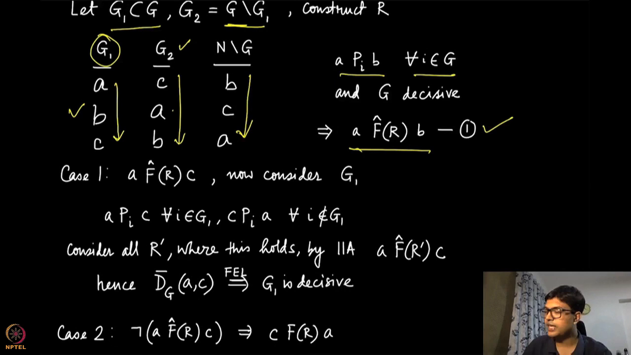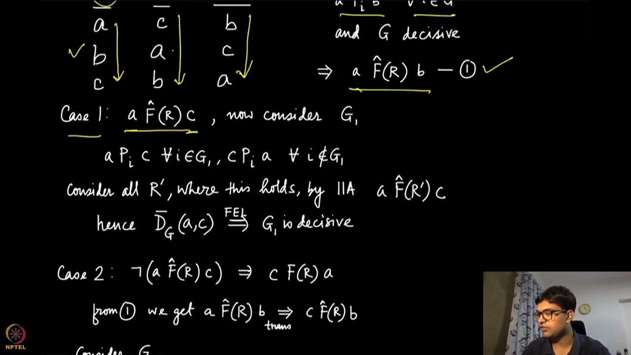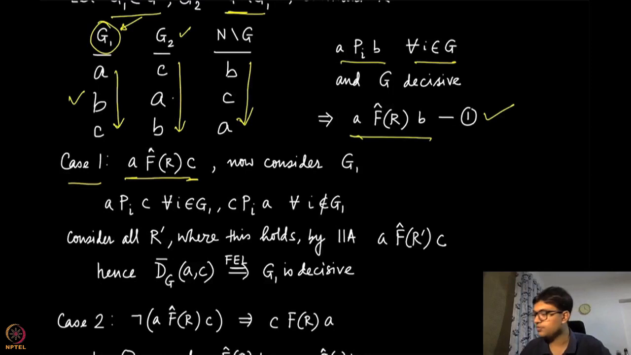The final outcome can either keep A strictly above C, and in that case, what we will show is this set G1 will be a decisive set. Because we have constructed it in such a way that both G1 and G2 are strict subsets of G. We are going to first show that in case 1, G1 is going to be decisive, and in the other case where A is not strictly preferred over C, that means C is at least as preferred as A, in that case we'll show that G2 is going to be decisive, and that will end this proof.